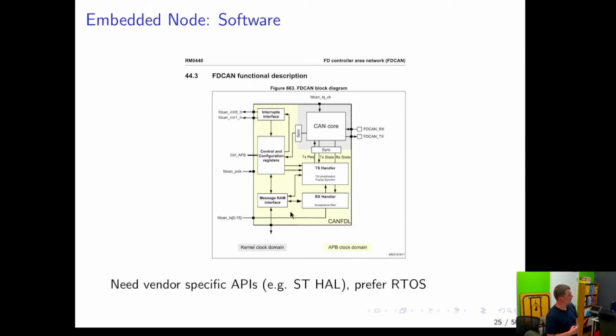Generally, you load your data into this RAM from the processor side and write into some control registers, and it sends it out for you. There's a lot of automation in the background happening. You can't bit bang this. It's going to be very hard.